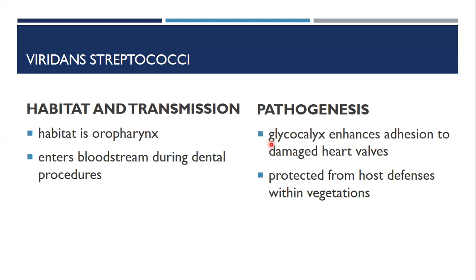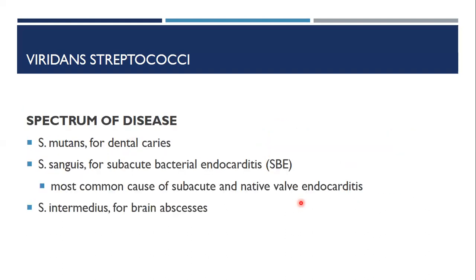Being inhabitants of your oropharynx, they adhere to the surfaces there due to glycocalyx. And when it enters the bloodstream, if you have damaged valves, they could actually form biofilms there. They adhere there and form biofilms, particularly in vegetation. So S mutans causes dental caries. The one causing infection in the valves is your S sanguis, and your S intermedius causes brain abscess.